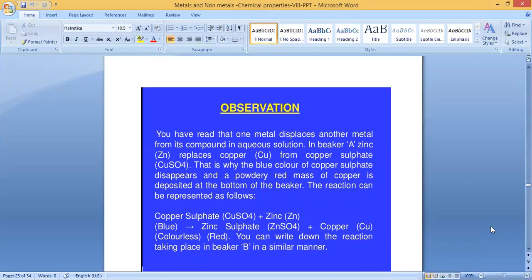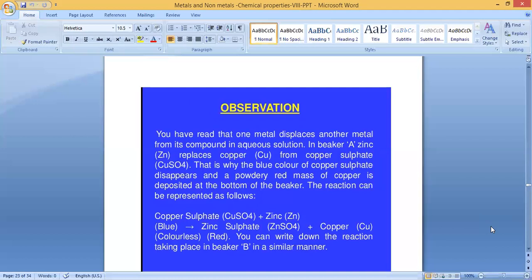That's why the blue color of copper sulfate disappears. Copper sulfate is blue in color. When zinc replaces copper, the blue color of copper sulfate disappears and a powdery red mass of copper is deposited at the bottom of the beaker. So the blue color disappears, and which color do we get? We get a powder-like red color, a powdery red mass, deposited at the bottom of the beaker.